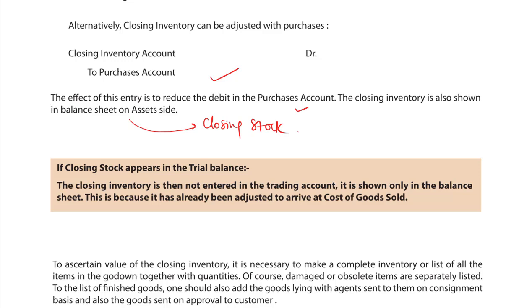as closing stock. If closing stock appears in the trial balance, the closing inventory is then not entered in the trading account. It is shown only in the balance sheet. This is because it has already been adjusted in arriving at COGS, cost of goods sold.